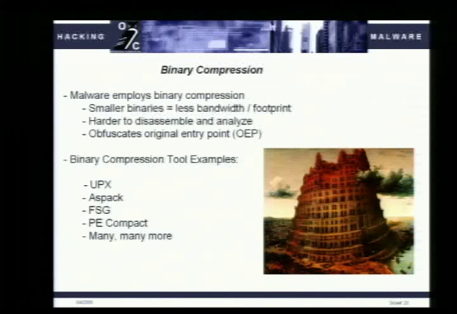Okay, so a couple of the other things besides VMware detection that malware does is binary compression. You know, there's a lot of reasons for doing this. Smaller binaries take less bandwidth. This is really important in worms so that they can propagate really quickly. It leaves a smaller footprint on your system, and makes it harder to disassemble and analyze, to figure out what's going on. There's tons of packers out there off the shelf that you can get. Lots of people write custom packers for their malware.